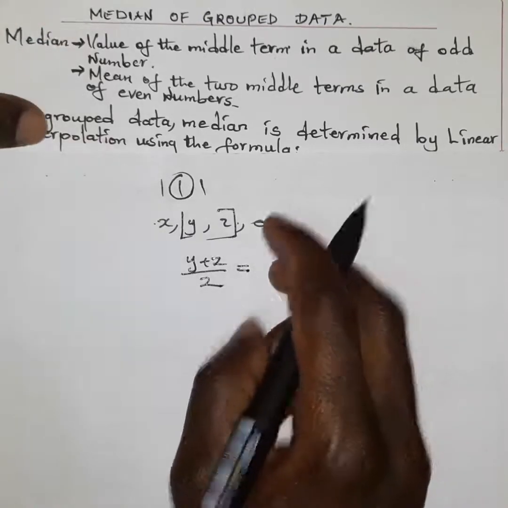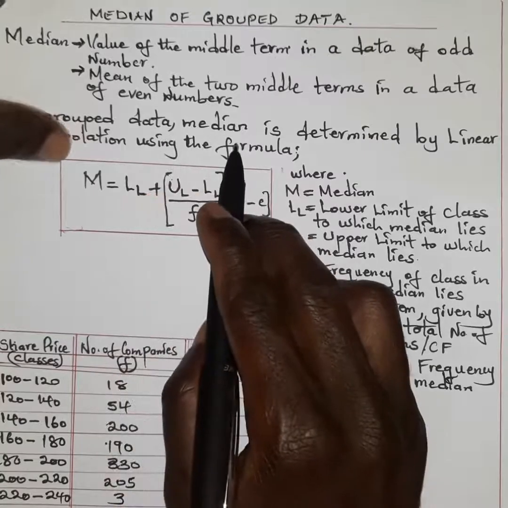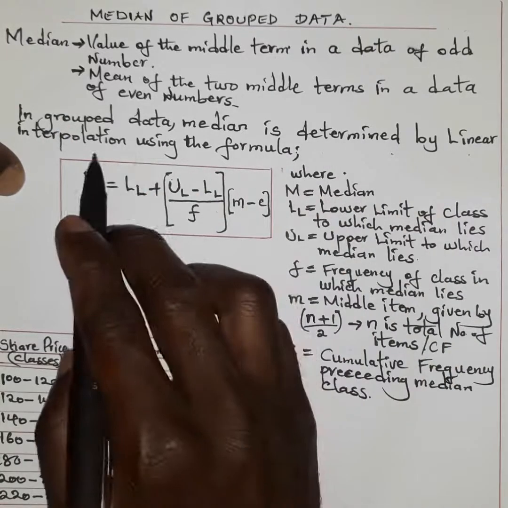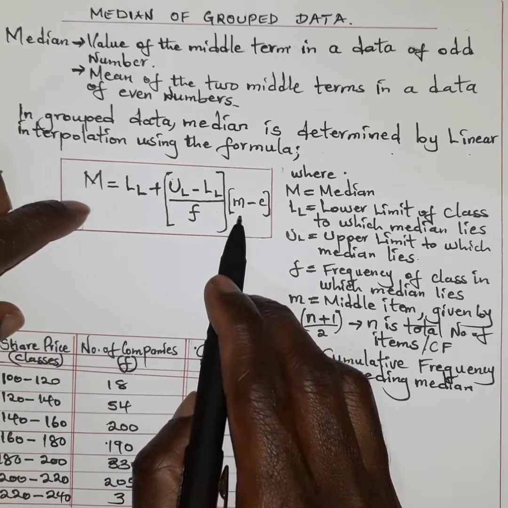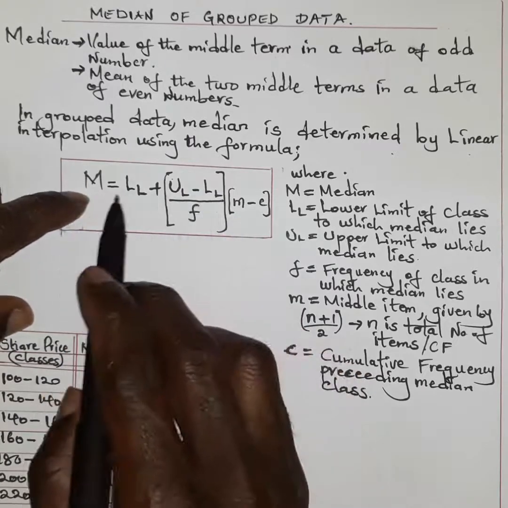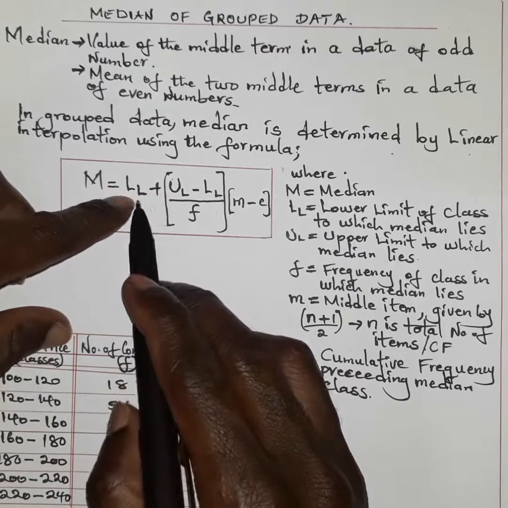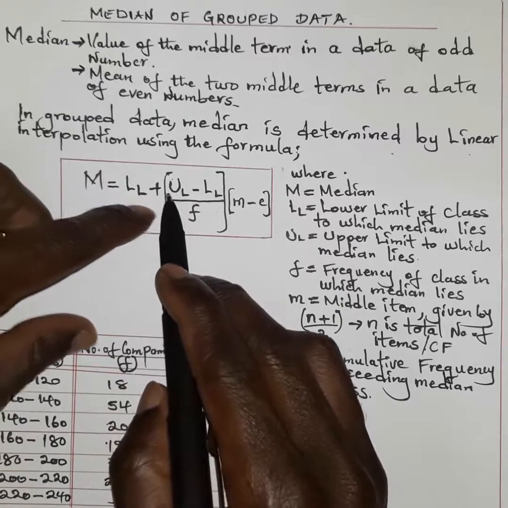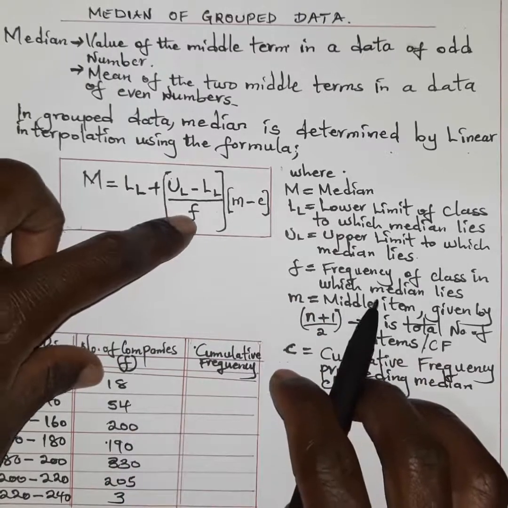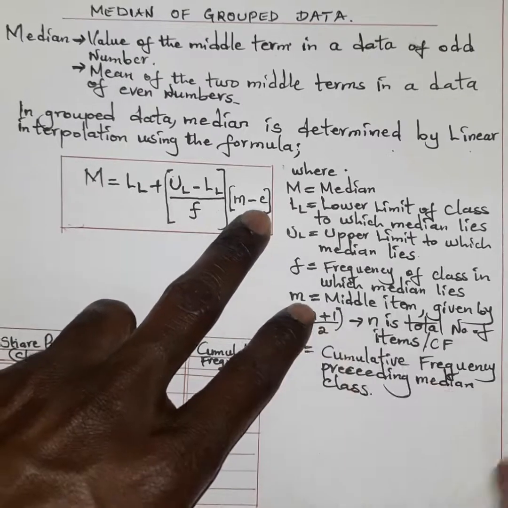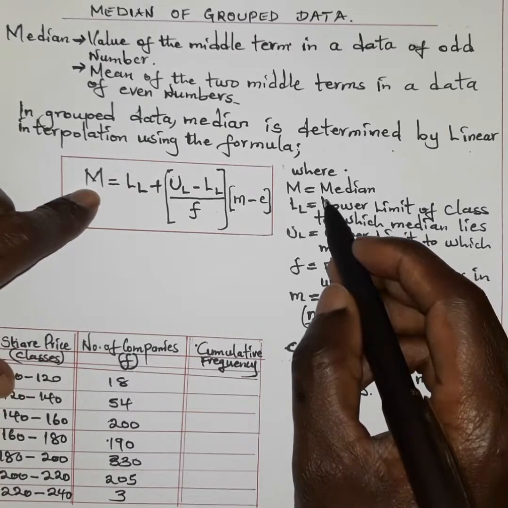This mean should refer to the median in this case. But for the case of grouped data, median is determined by linear interpolation using a formula. The formula that we normally use in grouped data is M equals L subscript L plus U subscript L minus L subscript L, divided by F, into m minus C, where M is the value of the median that we are looking for.